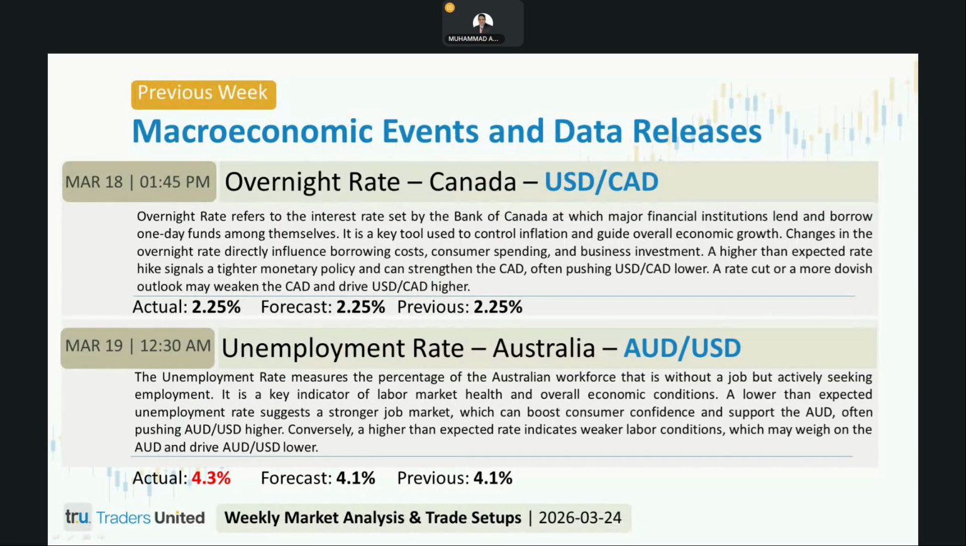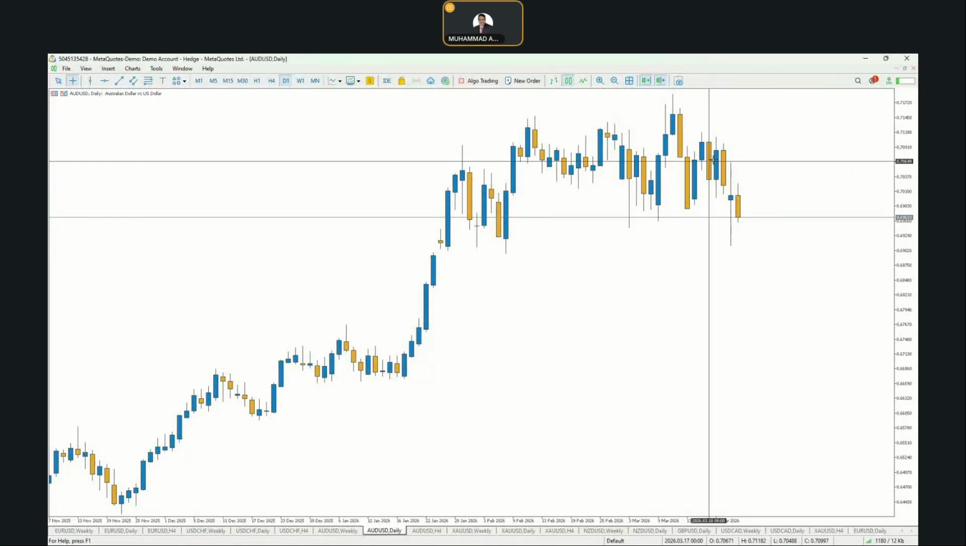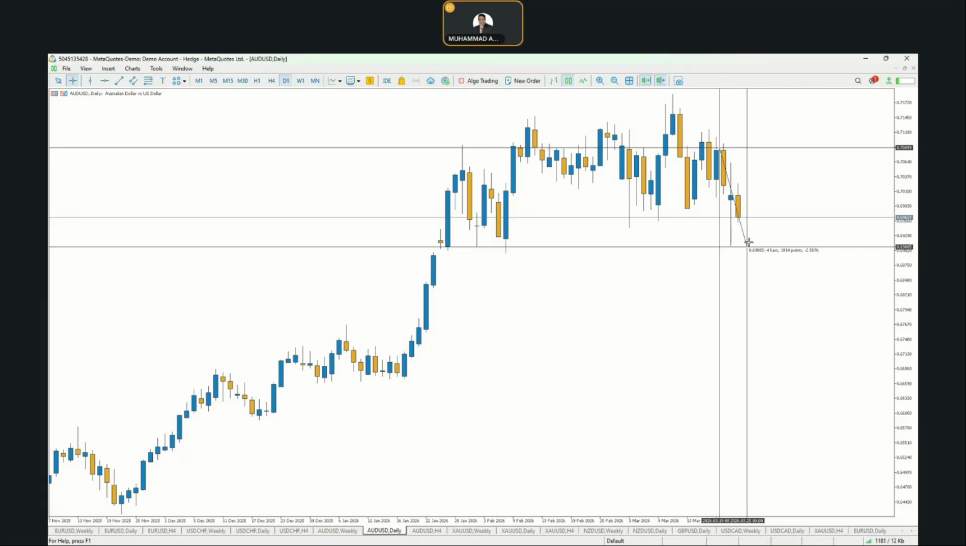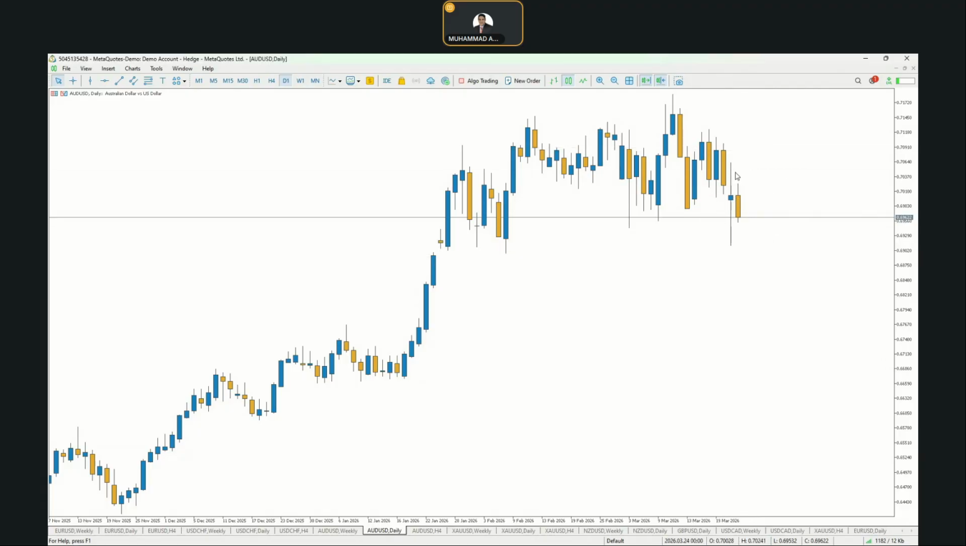Market reaction analysis. Well, the initial data pointed to a weaker labor market, which typically leads to selling pressure on the Australian dollar. However, the actual price action shows an opposite reaction. The AUD USD currency pair actually moved up. Now, as of today, it's trying to drop over here. But after the news release on March 19th, AUD USD tried to rise up over here and we actually got a daily bullish candlestick close over here.